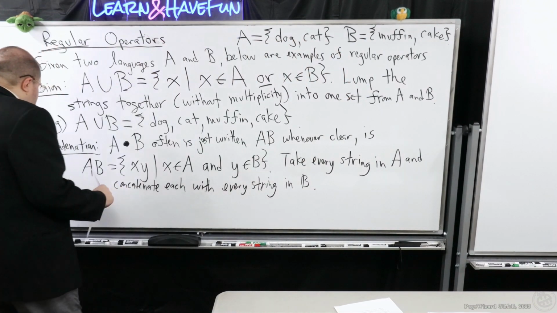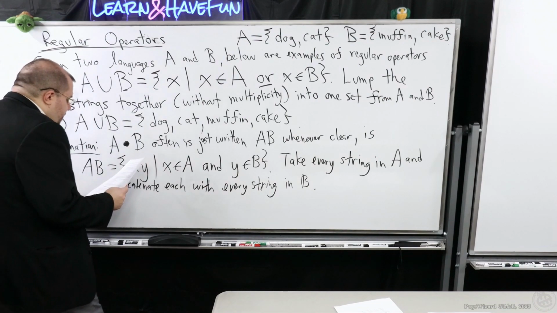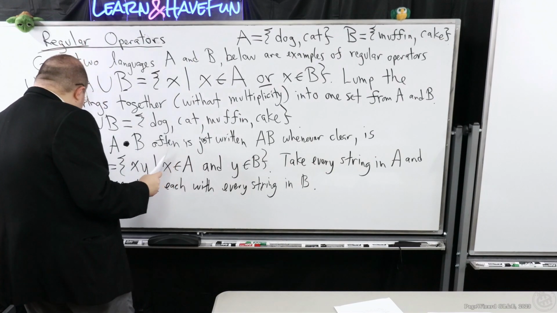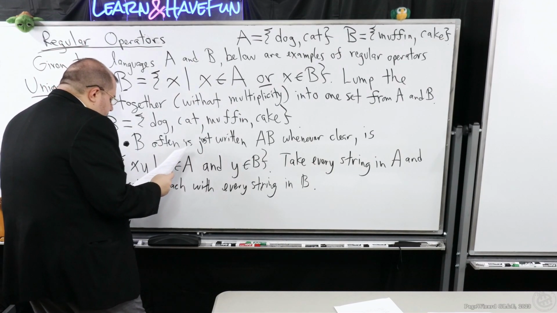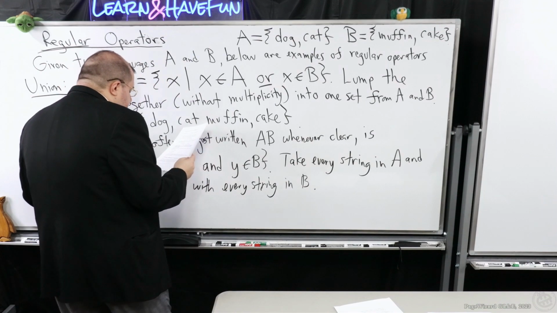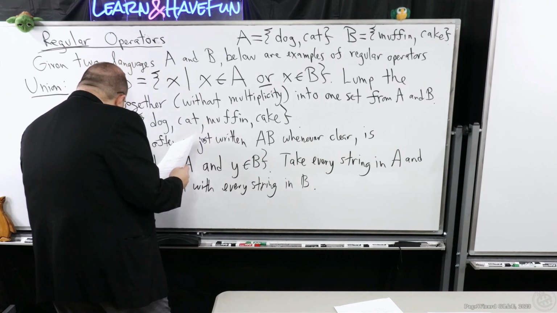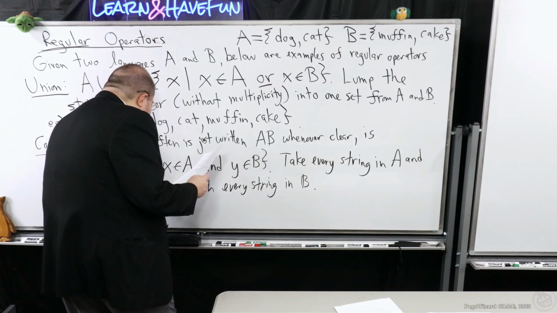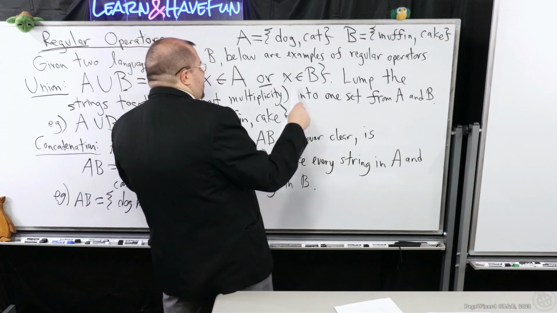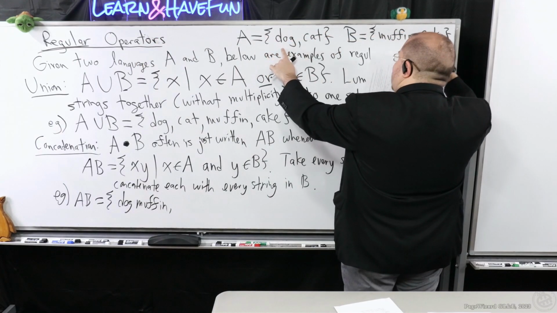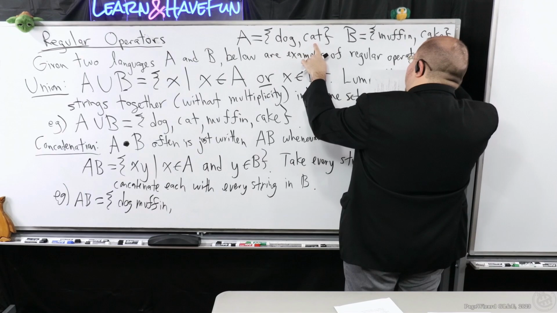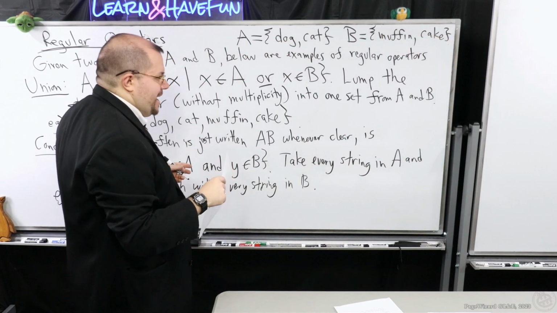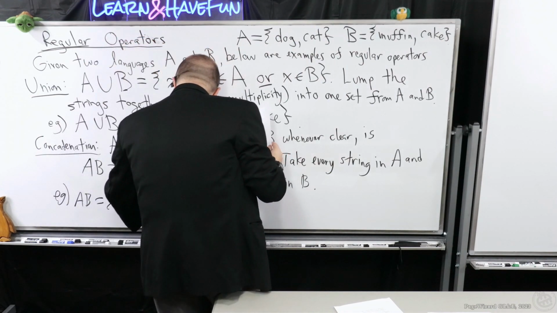So just as an example, if I have A as dog, cat, and B as muffin, cake, then AB, the concatenation of A and B, would be dog muffin. So I'm just going to do dog muffin first. Then I'll do dog cake. So I'm just going to take this one, concatenated with muffin. Then I'll concatenate dog with cake. And then I'll concatenate cat with muffin and cat with cake. Let's say cake. You know, the stuff you eat.